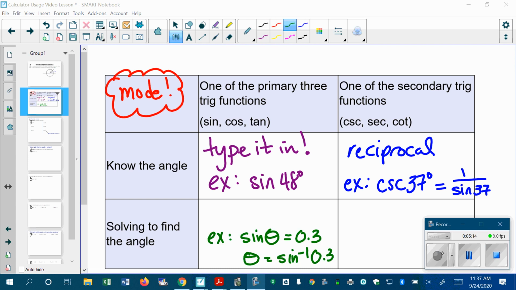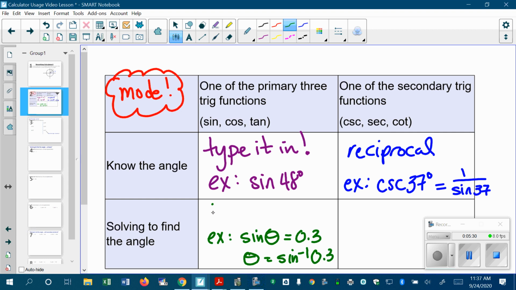Okay, so then I would inverse sine both sides of that equation. Theta would be by itself, my variable would be isolated. And what I type into my calculator is inverse sine of my number, and the result of that would be the angle that I'm trying to find. So the overall idea for this problem type is use an inverse. Okay, so I've got type it in, I've got use the reciprocal, I've got inverse.